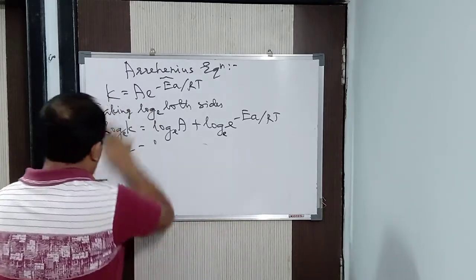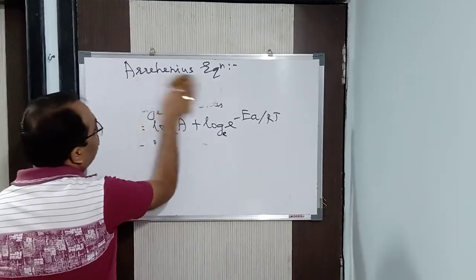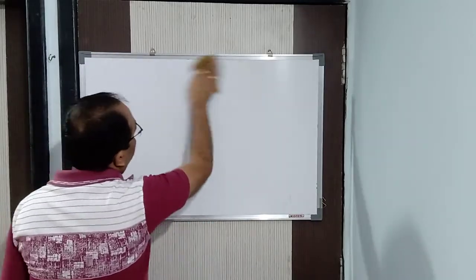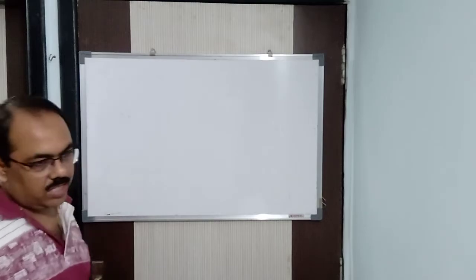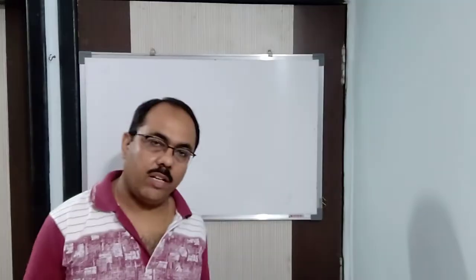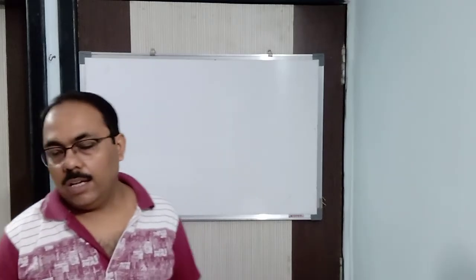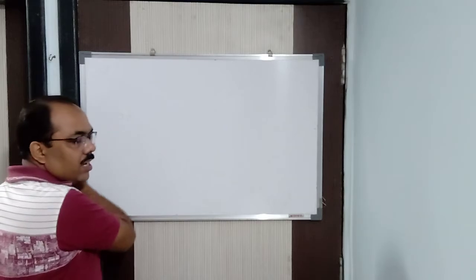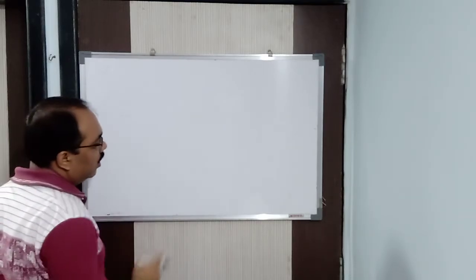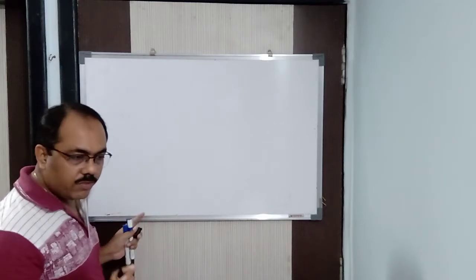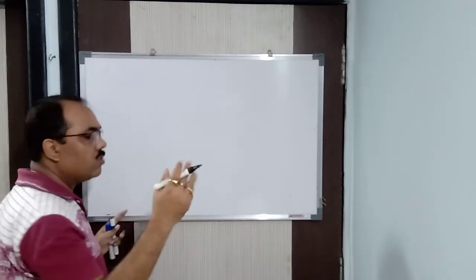Fine. Now next is, suppose two rate constants are given. Two rate constants means two temperatures, because I have already said rate constant depends upon temperature. If temperature is going to change, rate constant is going to change. Let us say temperature one is T1, other is temperature T2. So we will also have the rate constants K1 and K2. When the temperature is T1 and T2, the rate constant is also going to change.